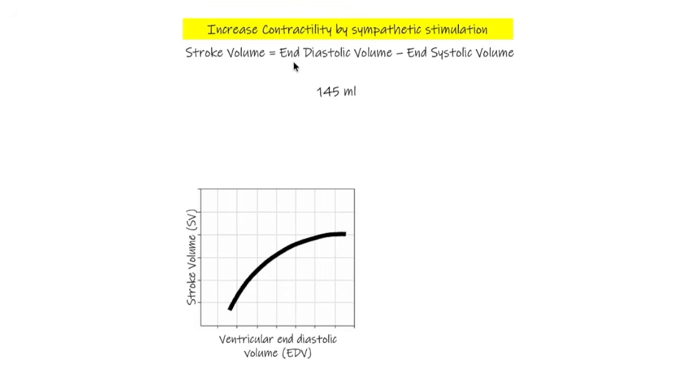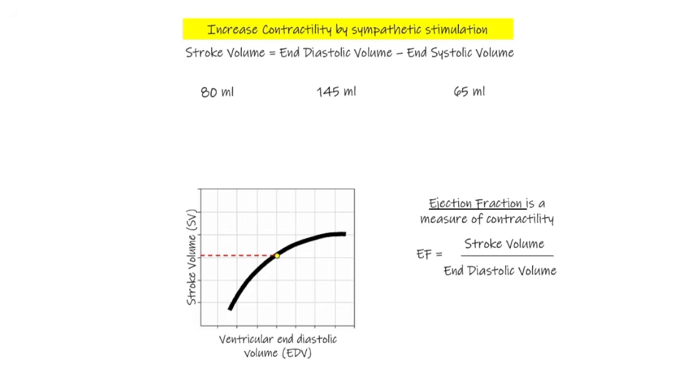So let's say that our standard end-diastolic volume is about 145 milliliters. That particular end-diastolic volume would give us a specific stroke volume. And let's say that the stroke volume here is about 80 milliliters. So if we start with an end-diastolic volume of 145 and we eject 80 milliliters, then our end-systolic volume would be 65 milliliters. The term that we can use to measure contractility is called ejection fraction.